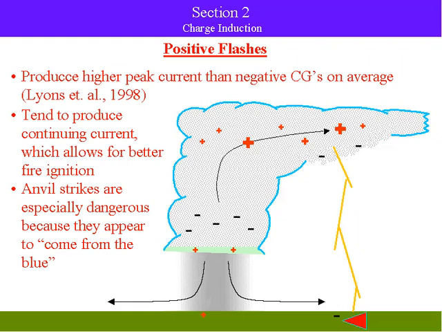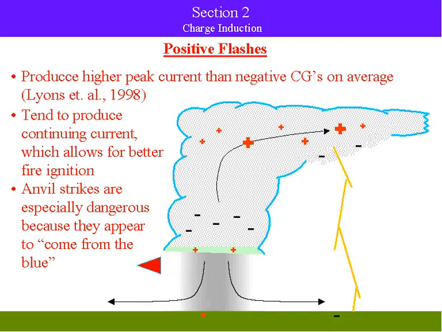Some research results by Lyons et al. in '98, as well as some other research results, have shown that positive flashes produce higher peak current than negative CGs on average. They tend to produce continuing current, which allows for better fire ignition. And anvil strikes are especially dangerous because they appear to come from the blue.